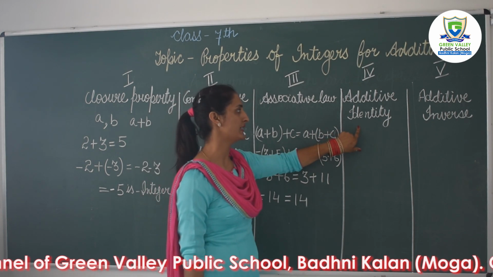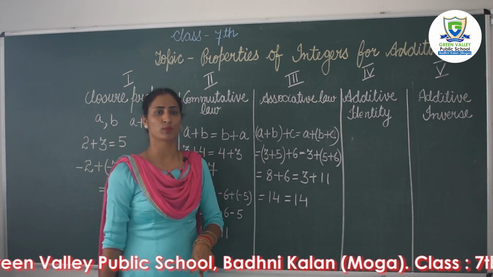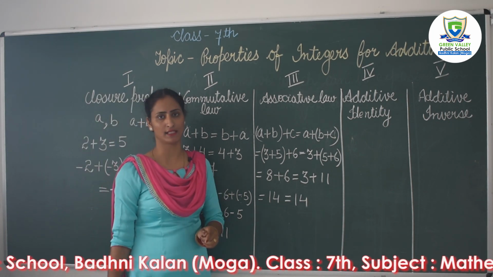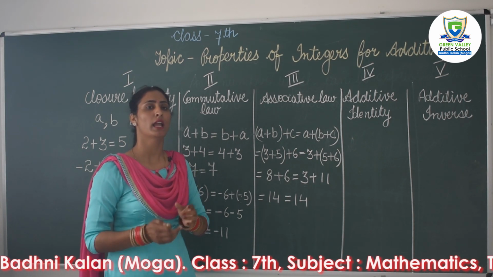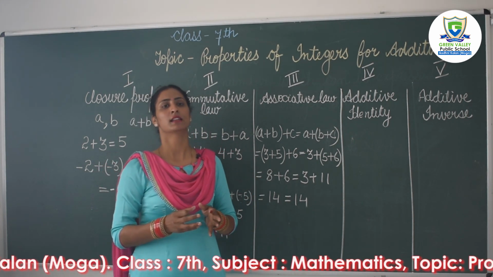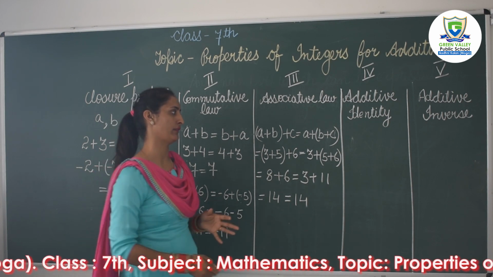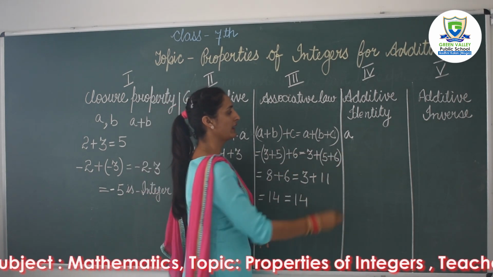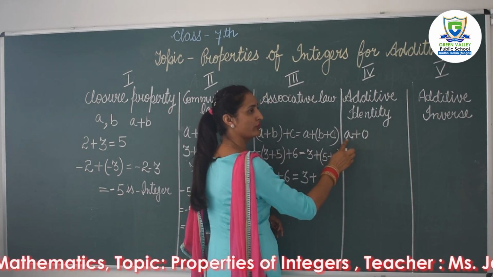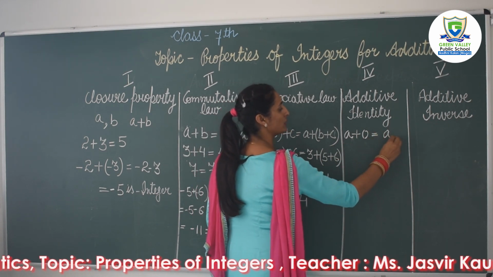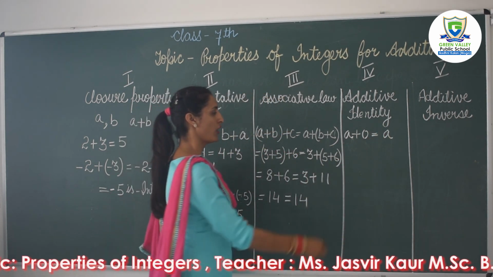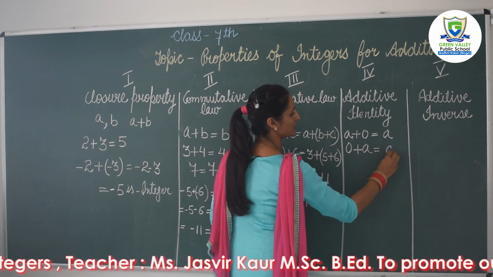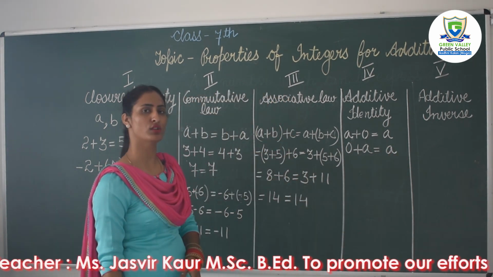Students, our next property is additive identity. It means the sum of 0 and any integer will remain that integer. What it means? It means if you add 0 to any integer, the answer will be the integer itself. Suppose we have a. In general form you can take a. If you have a plus 0, if you do addition of these two integers, your answer will always be a. Or you can change the order, write 0 on first place, even then your answer will be same. For both the cases your answer is same.